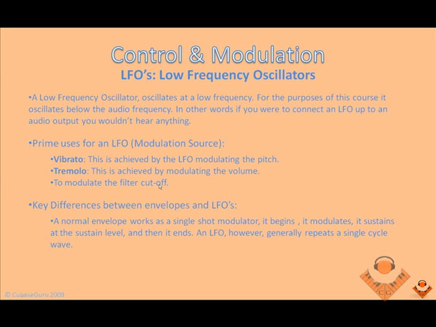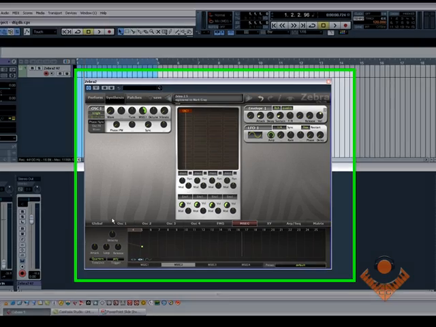Okay, a couple of prime uses for an LFO as a modulation source. Vibrato. This is achieved when you use the LFO to modulate the pitch. Tremolo. This is achieved by using the LFO to modulate the volume. And the classic one is to modulate the filter cutoff. Now let me just show you those three and let you hear how they sound.